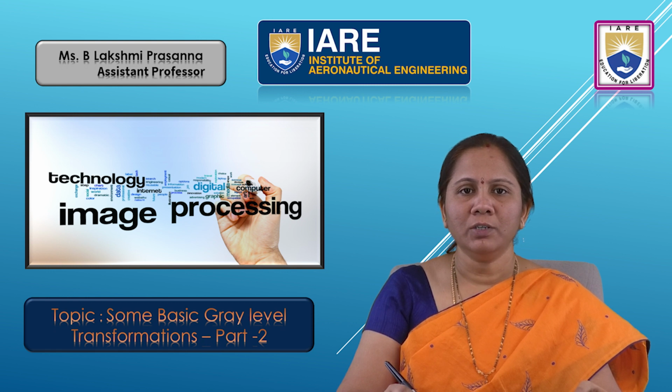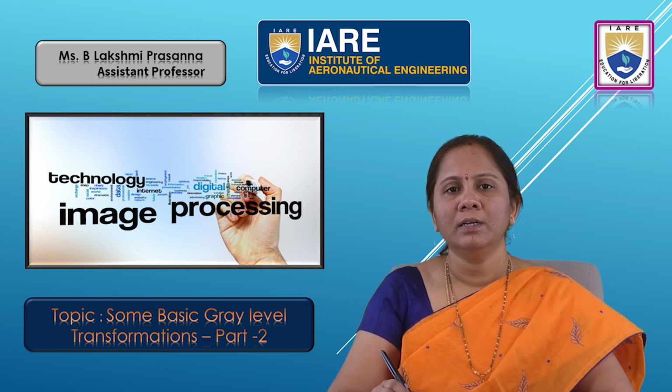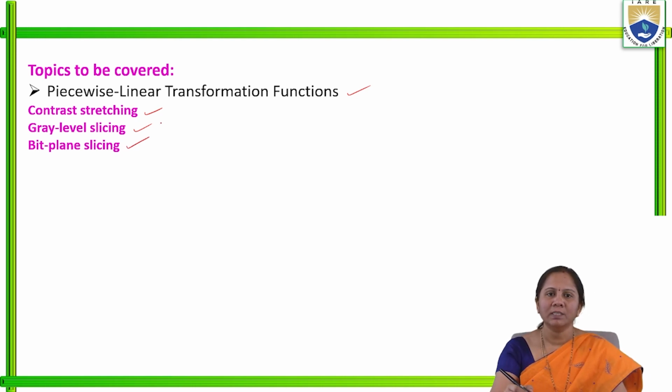Welcome to the lecture session of image processing. In this session, we will discuss basic gray level transformation. The topics we are going to cover under that are piecewise linear transformation functions. In that, we are going to see three types: one is contrast stretching, another is gray level slicing, which is also called intensity level slicing, and the other is bit plane slicing.